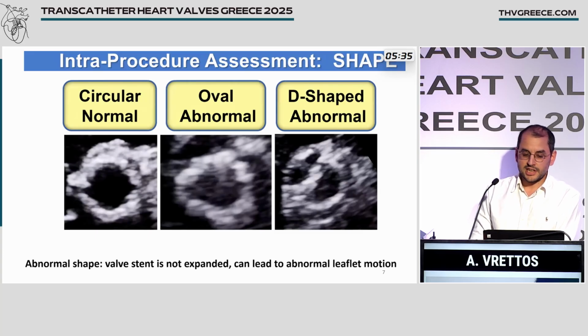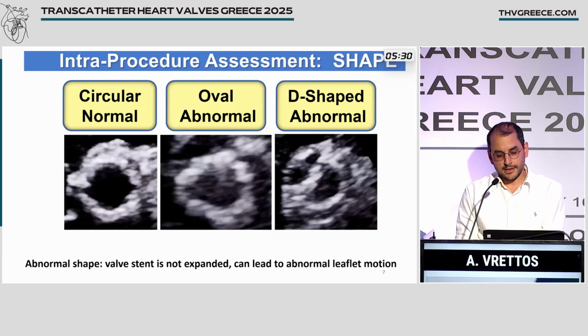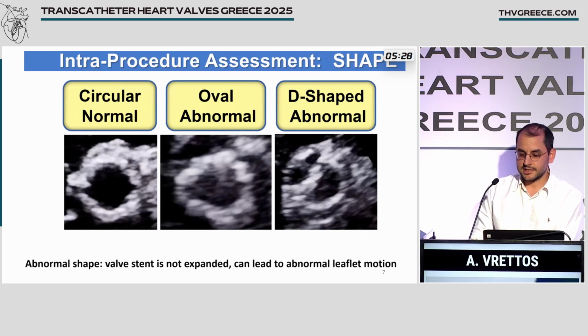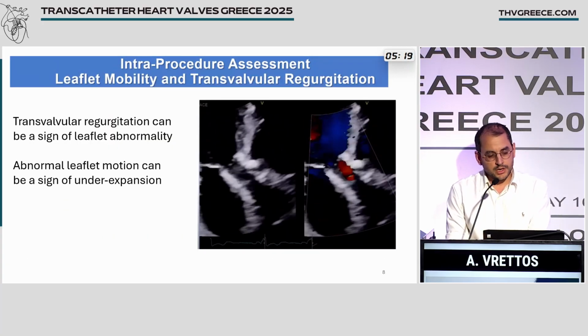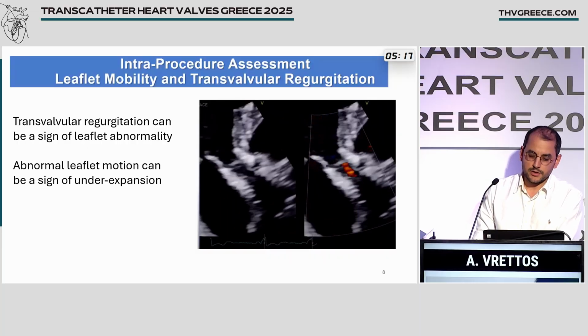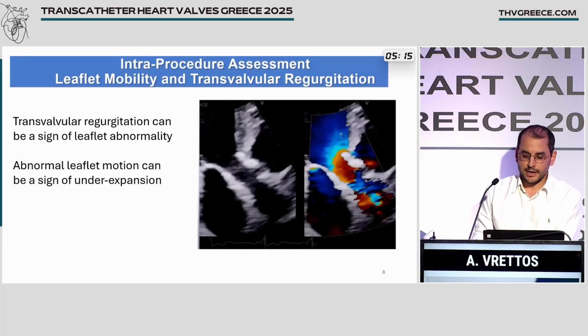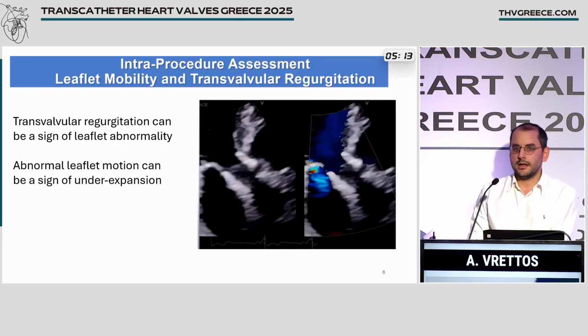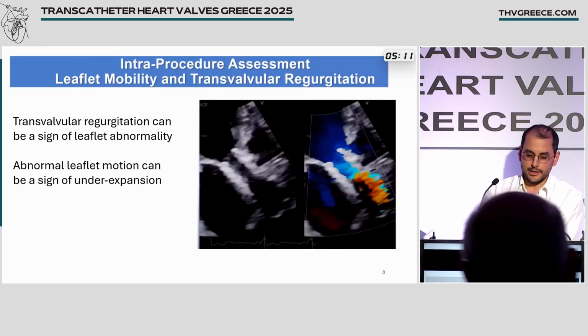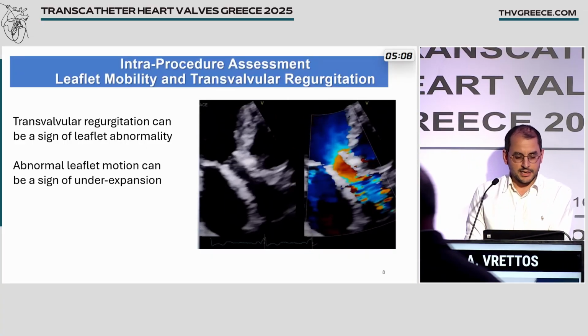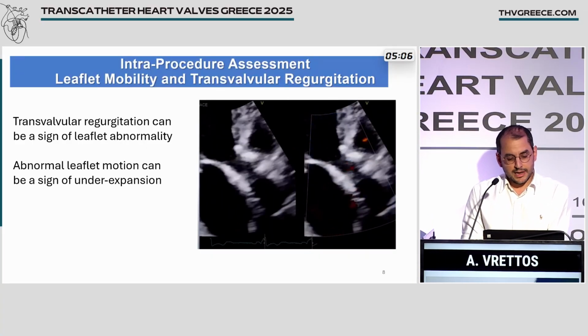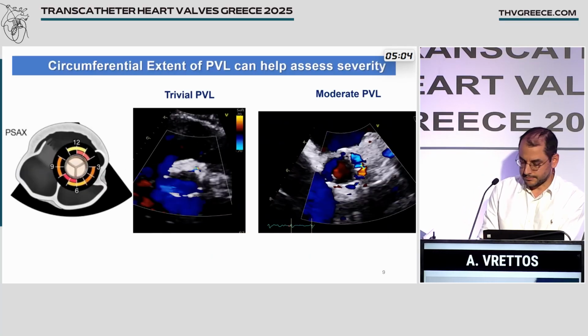You can also look at the shape of the stent. Normally, you want to see a nice circular stent. If you see a deformed, oval-shaped or disc-shaped stent, that could imply that your stent is not fully expanded, which can lead to abnormal leaflet motion. You also need to look for the presence of any transvalvular regurgitation, which can be a sign of leaflet abnormality. You don't want to let the patient leave the cath lab without dealing with that problem if it exists. Abnormal leaflet motion can be a sign of underexpansion.